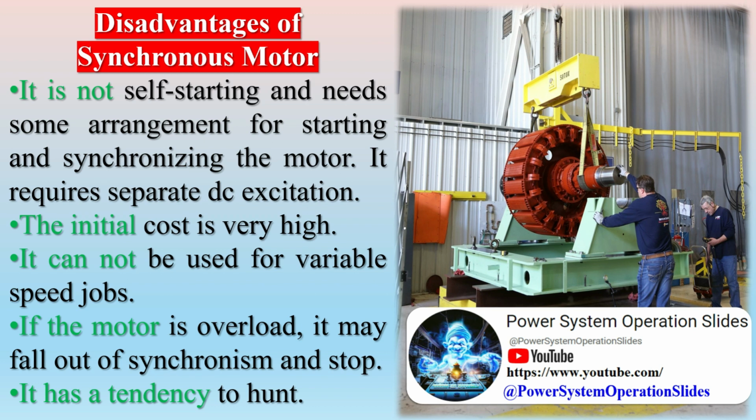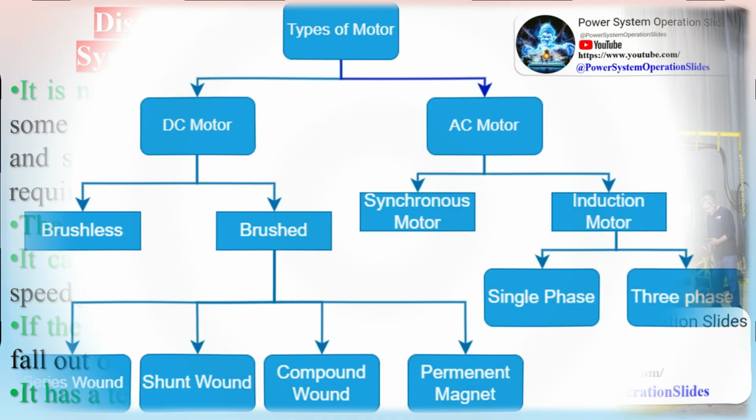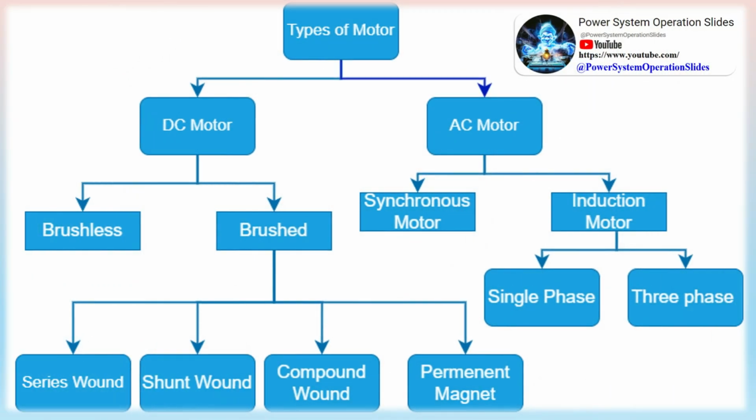It is not self-starting and needs some arrangement for starting and synchronizing the motor. It requires separate DC excitation. The initial cost is very high. It cannot be used for variable speed jobs. If the motor is overloaded, it may fall out of synchronism and stop. It has a tendency to hunt.